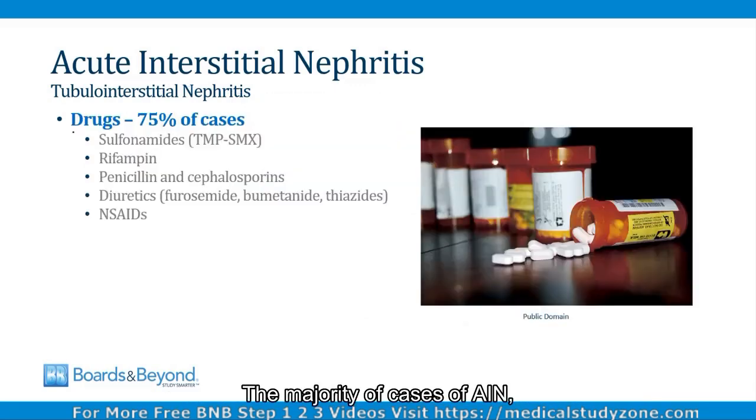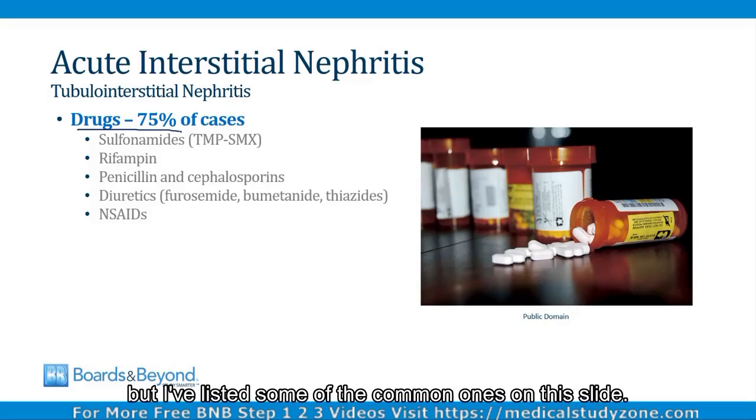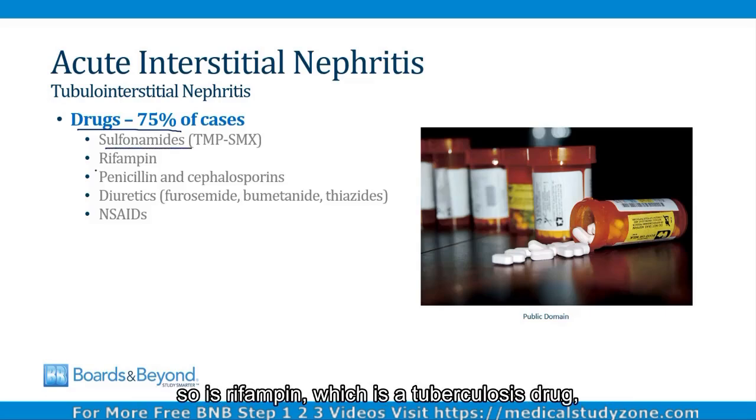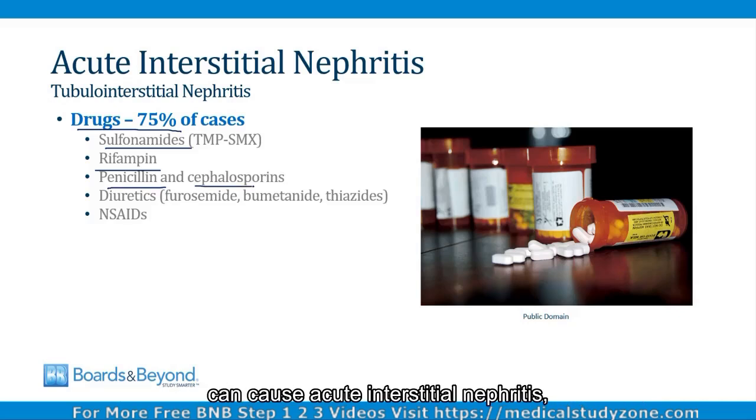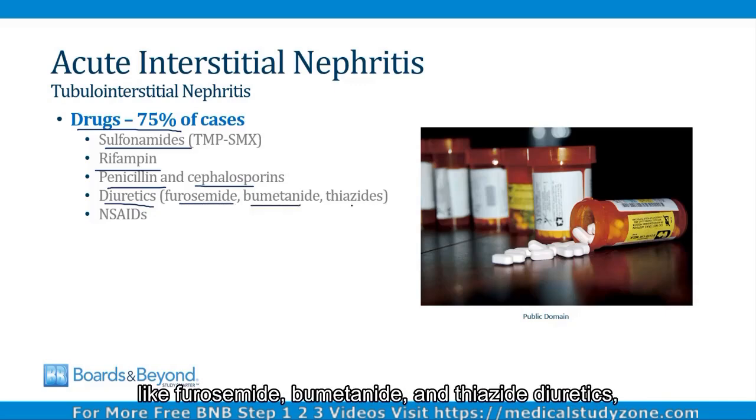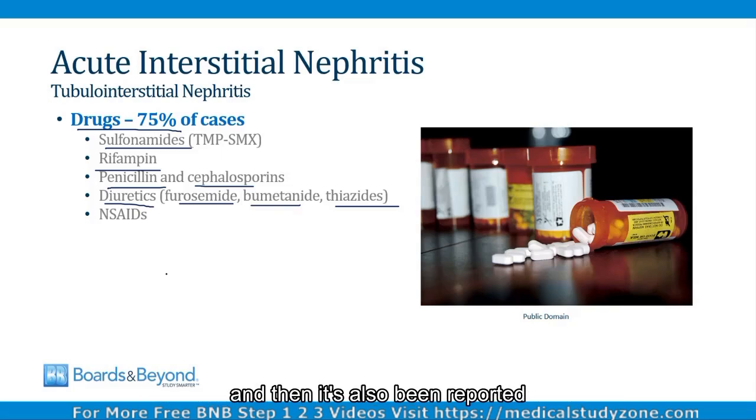The majority of cases of AIN, about 75%, are caused by drugs. There are many, many drugs that have been reported to cause this, but I've listed some of the common ones on this slide. Sulfonamides are a classic cause, so is rifampin, which is a tuberculosis drug. Beta-lactam antibiotics like penicillins and cephalosporins can cause acute interstitial nephritis. It's been reported in patients taking diuretics like furosemide, bumetanide, and thiazide diuretics, and then it's also been reported in patients who are taking NSAIDs.